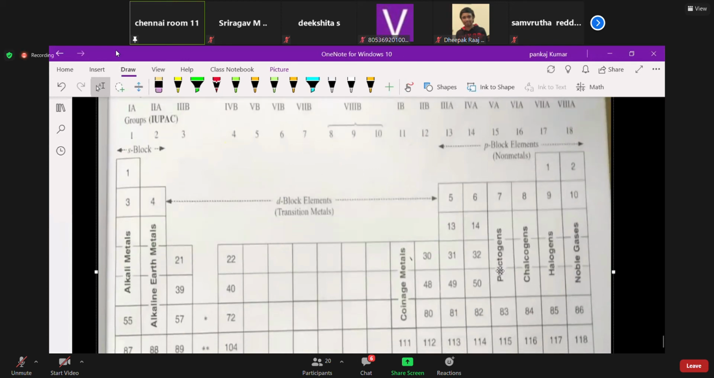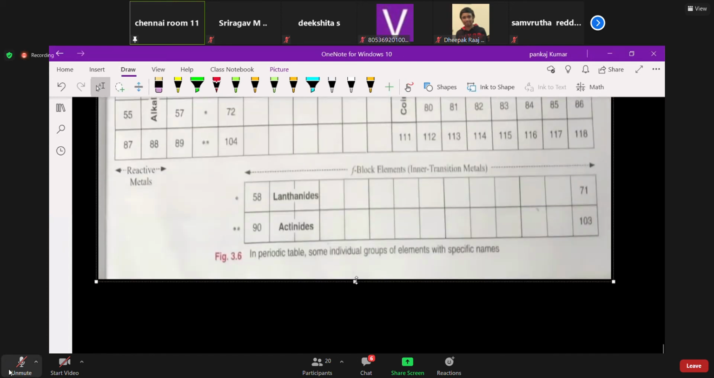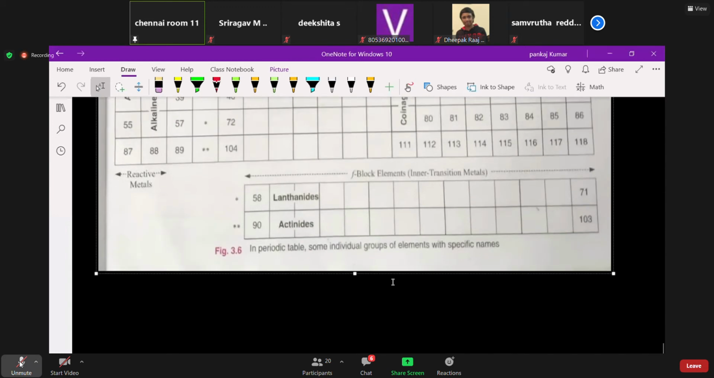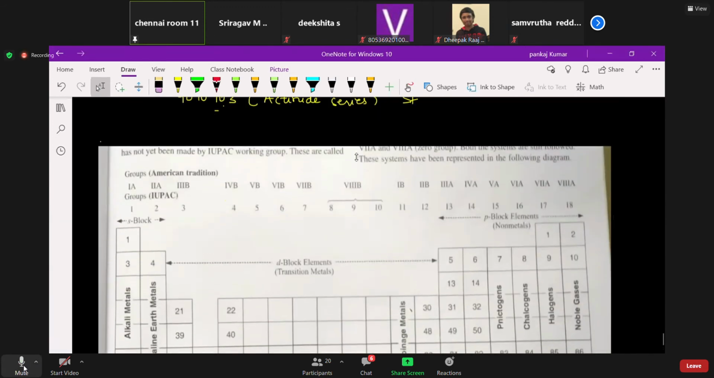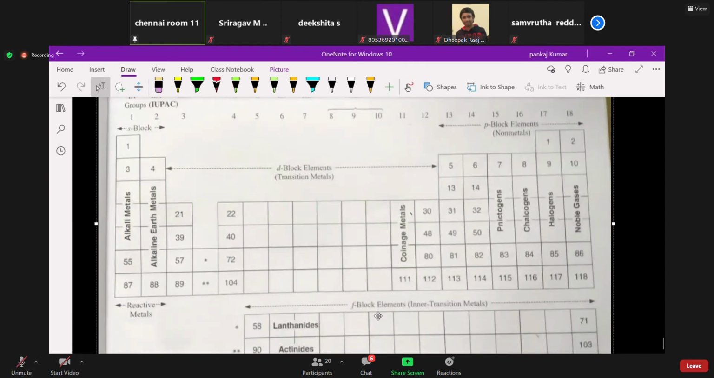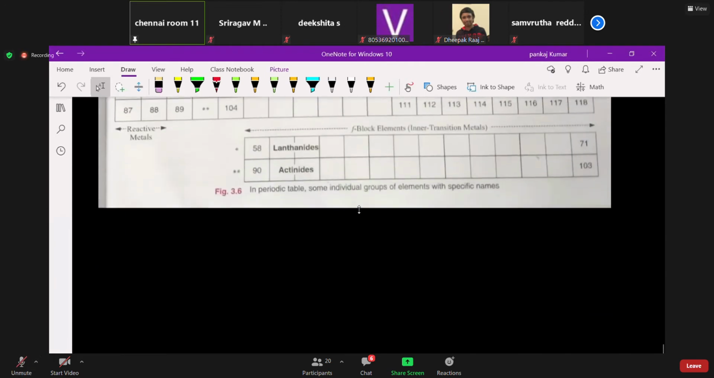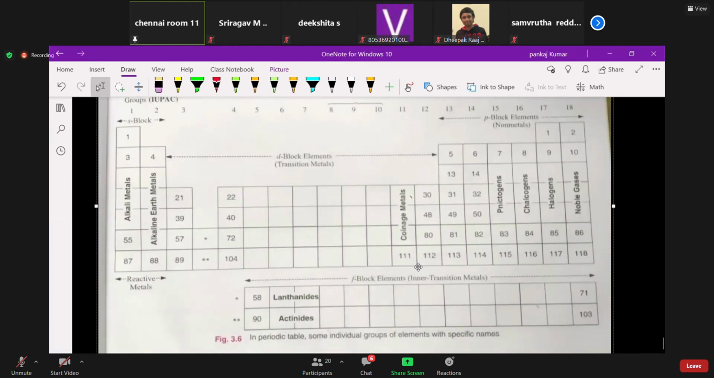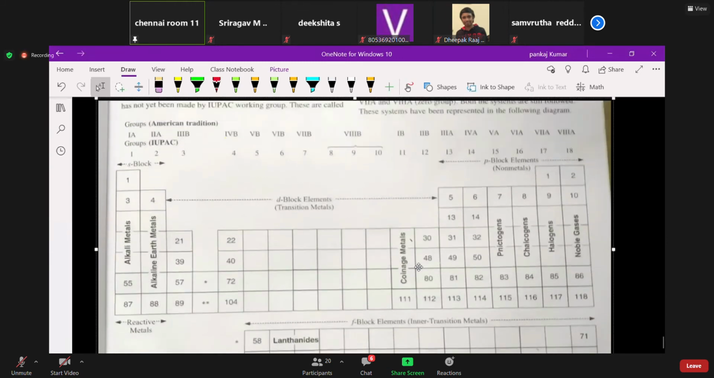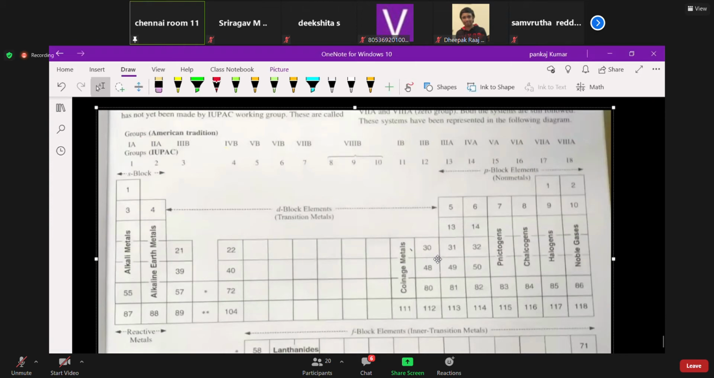Can you see now? It's very big. Yes, sir. I can hear you. I'm just trying to adjust the whole table. I think it's okay now. Can you see now? Yes, sir. I think the picture is very clear.